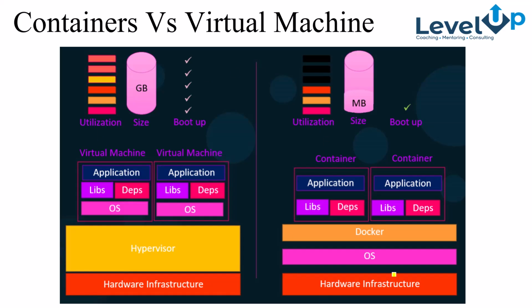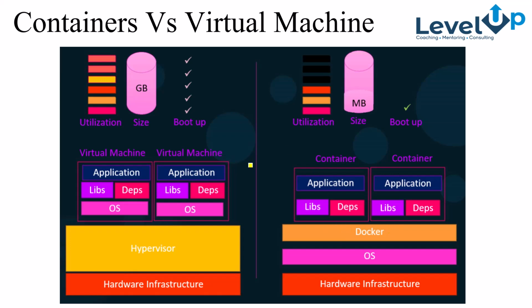Now, if you compare the same thing, if you want to install an application on a container instead of a virtual machine, the utilization of resources is less. Why? Because there is only one operating system on this particular host machine. And this container can pass the instructions to the OS with the help of a Docker engine.